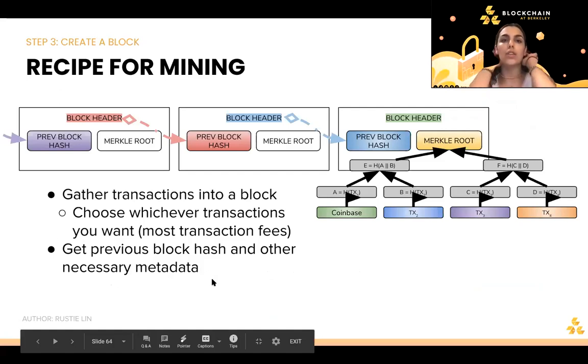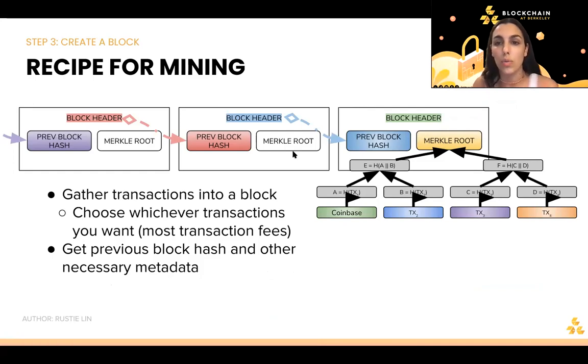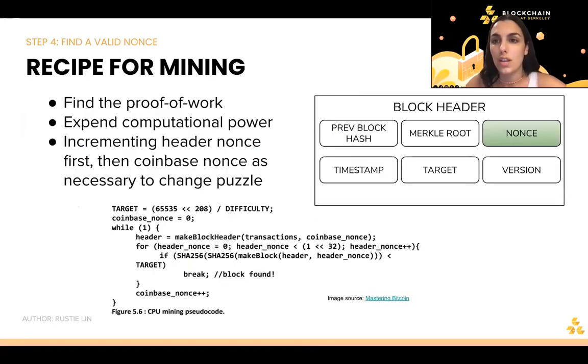Third step is creating a block. So in order to create a block, we wanna collect those transactions into Merkle trees, and then we're gonna store the Merkle root in our block. You went over this in the last lecture, it's pretty technical, so I won't go into it in great depth, but we're gonna choose the transactions, like I said, that we want, depending on transaction fees, grab the previous block hash, which we have because in order to be a full-fledged miner, we need to download the whole history of the chain, and other necessary data in order to build that block.